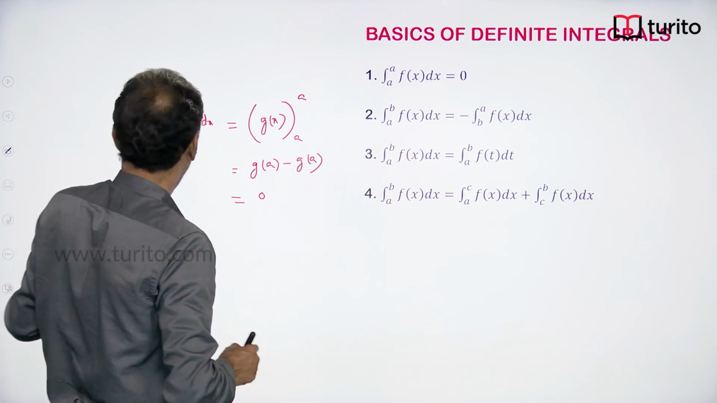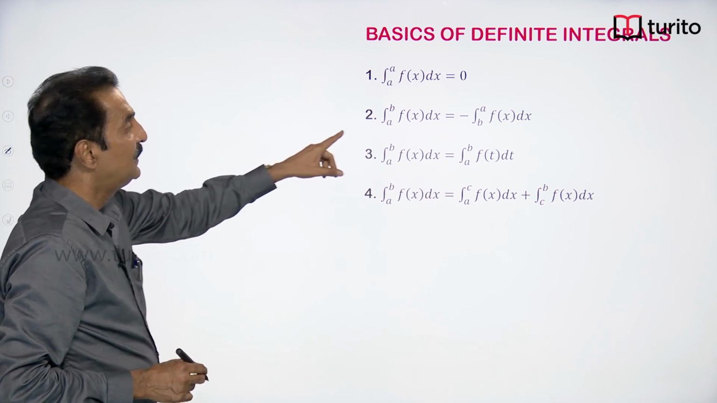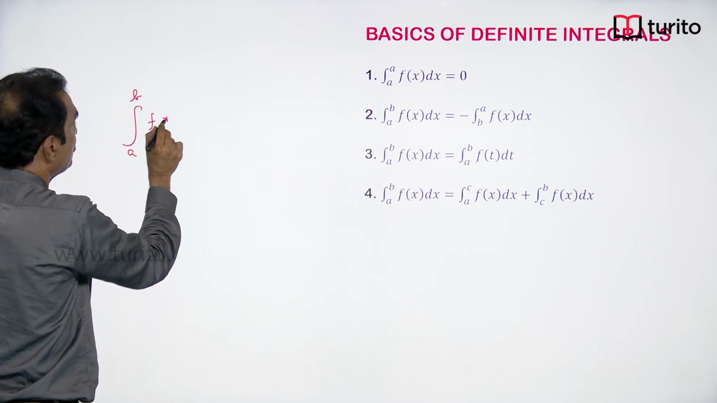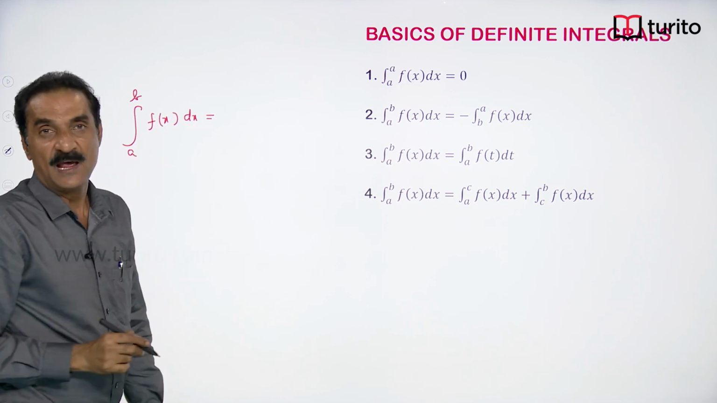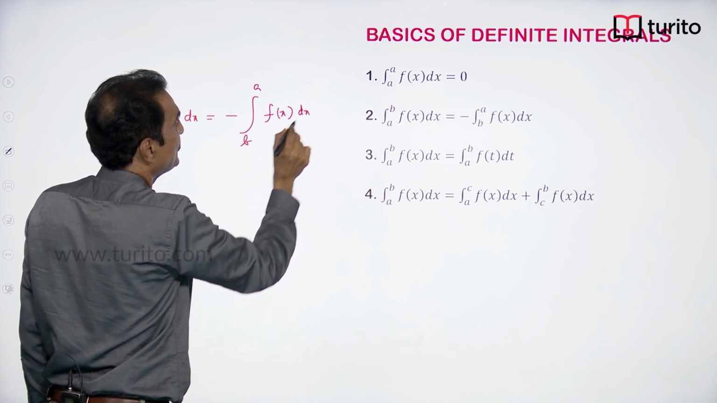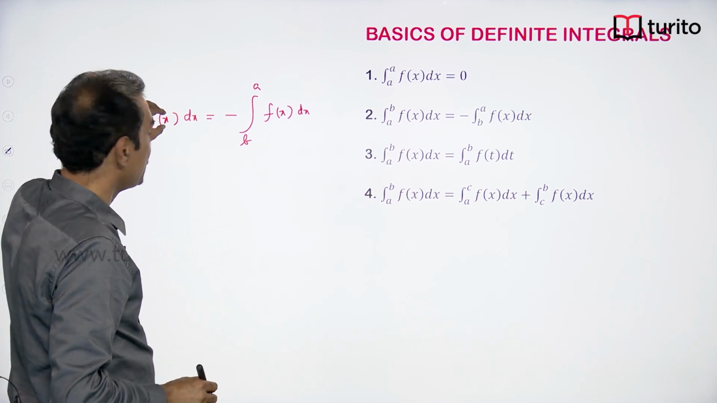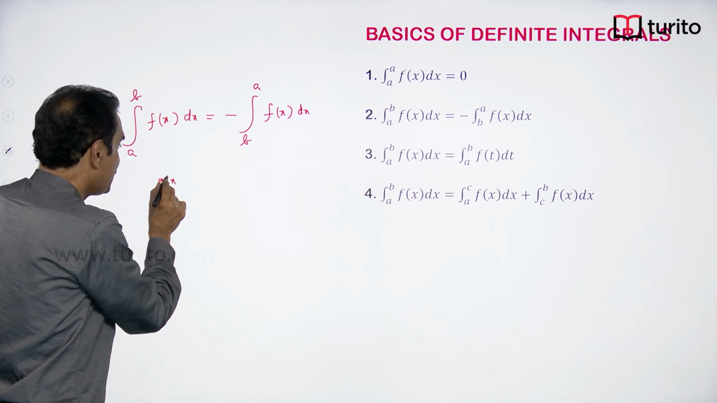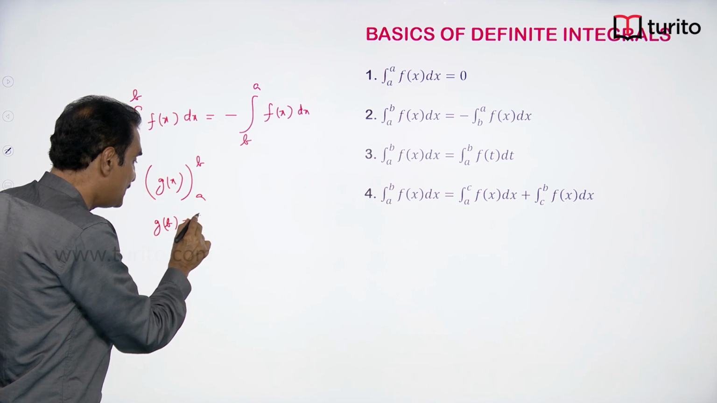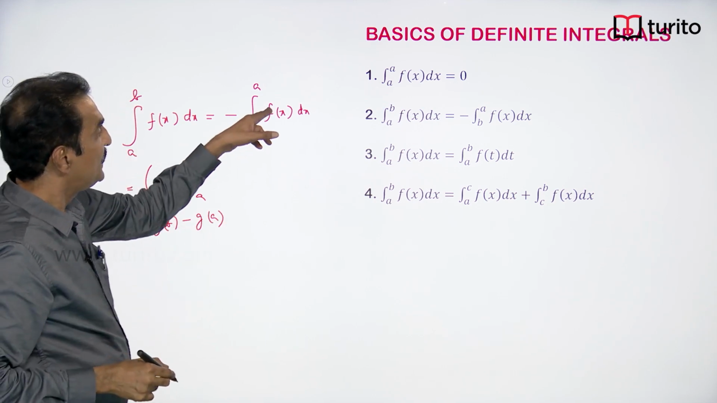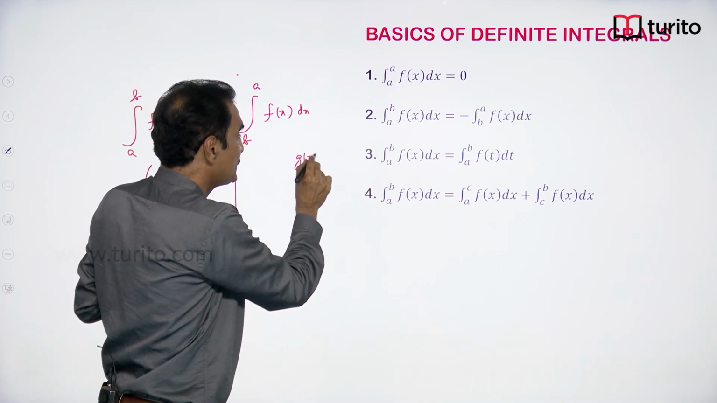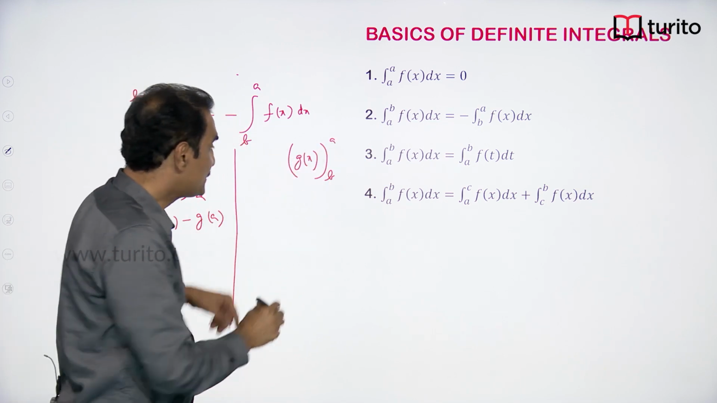Next point is integral a to b f of x dx can be written as minus integral b to a f of x dx. It is very simple to understand. Suppose the indefinite integral of f of x is g of x, then this is g of x between limits a and b. Substituting the limits, you will get g of b minus g of a. But in this case, what will you get? The integral of f of x is g of x. Substituting the limits b and a, you will get g of a minus g of b.